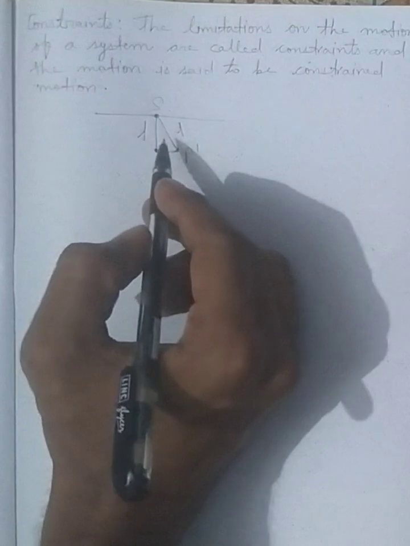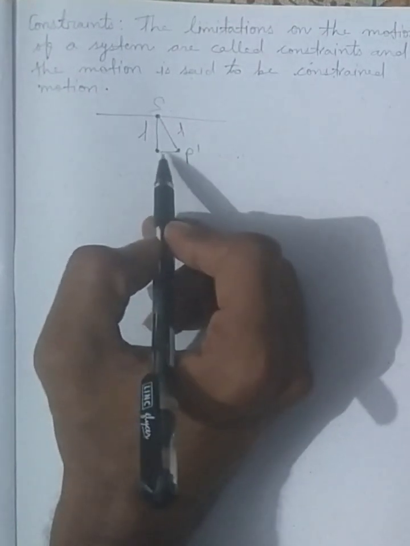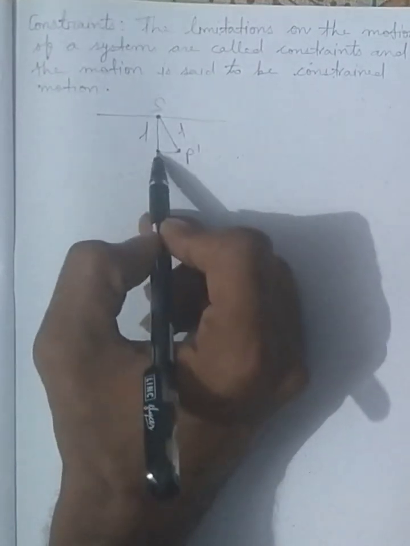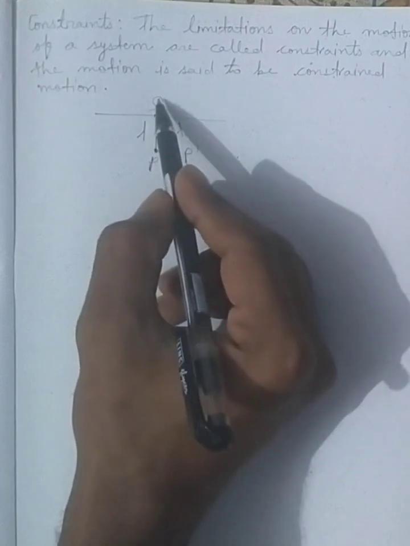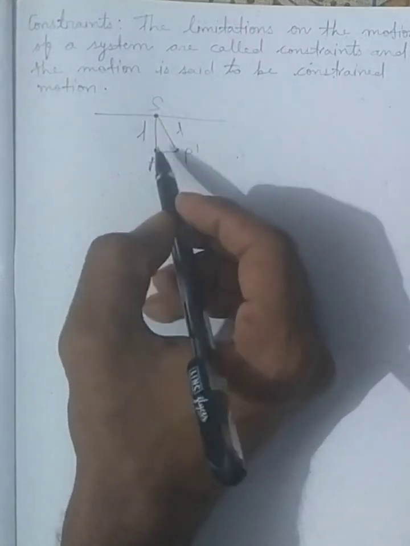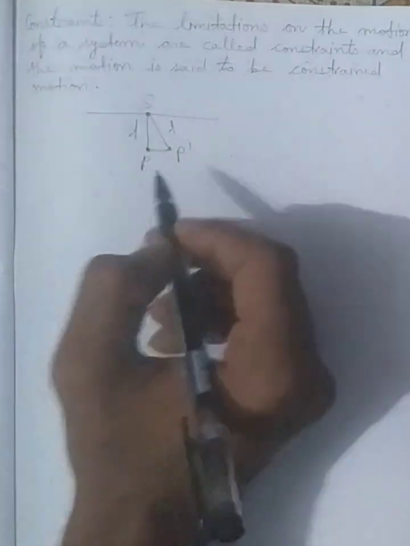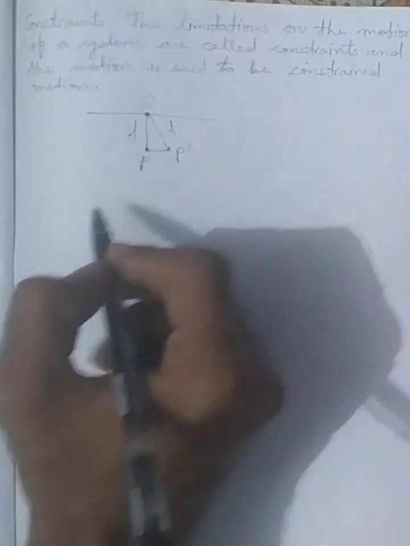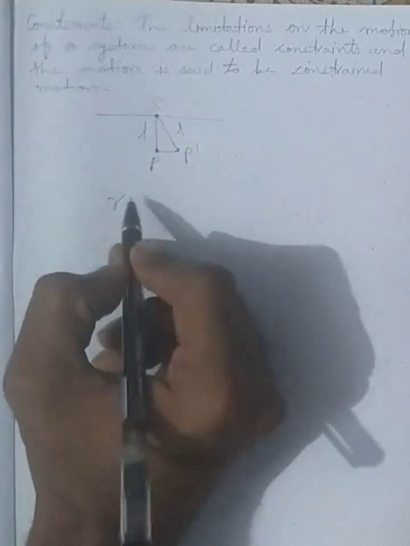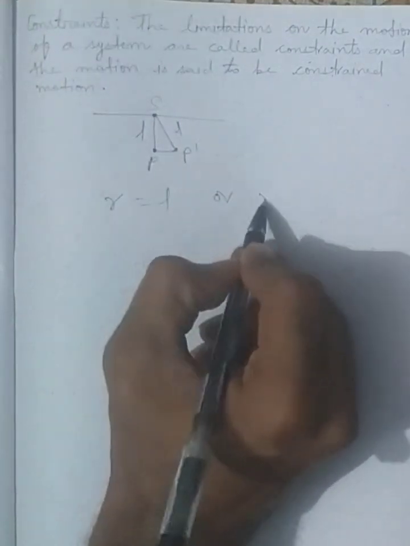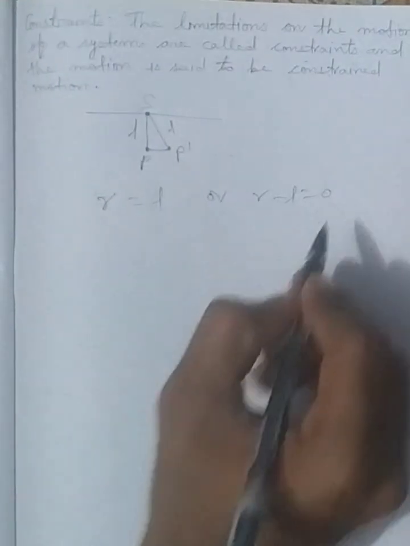And what's the condition of the motion? The condition is that the distance of the point mass, say this is the point mass, and the suspension point is always the same, and that is L because the string is inextensible. And so we can write it. Say the R is the distance between the point and the suspension point. So R is always L, or R minus L equals 0. Let's say this is equation 1.